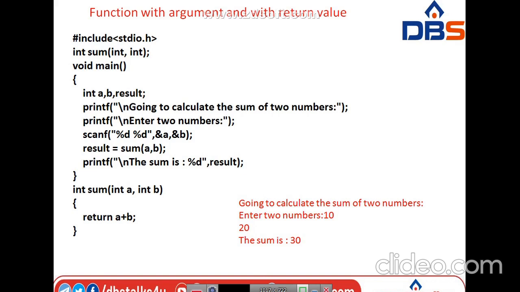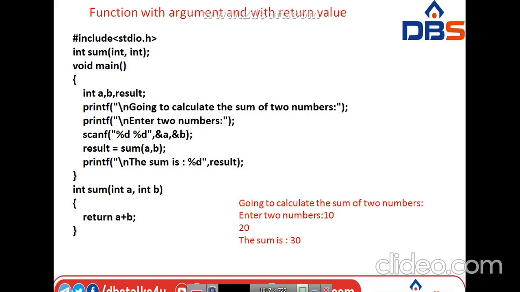Here I am going to write the arguments along with the return value. The function declaration is int sum of int comma int. Here int comma int are the arguments. Before the function name sum, I should return an integer, that is int sum. Again, as usual, void main. So I am going to take three variables, that is a, b, result. Again, I am going to enter the two values, reading from the keyboard, with printf and scanf.